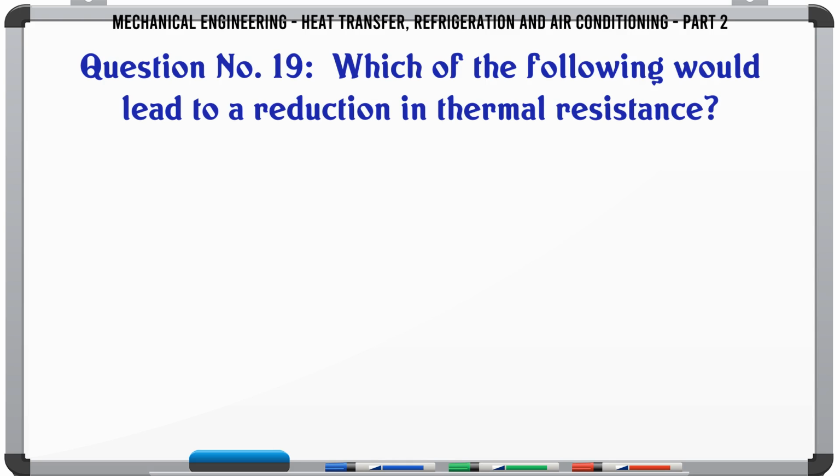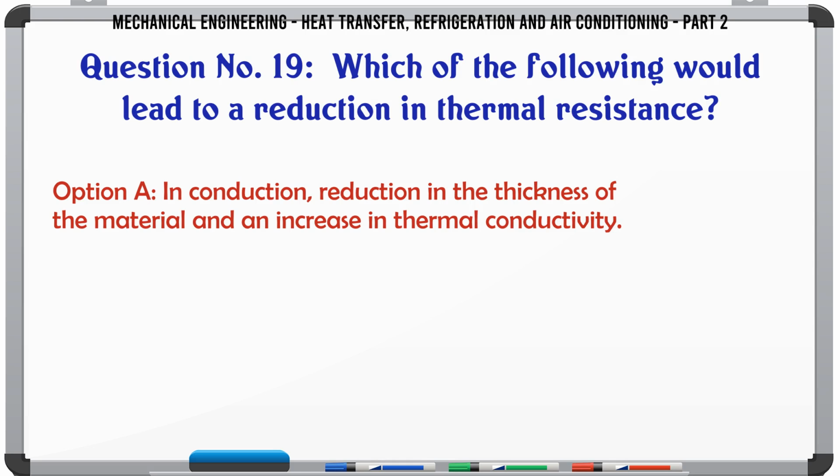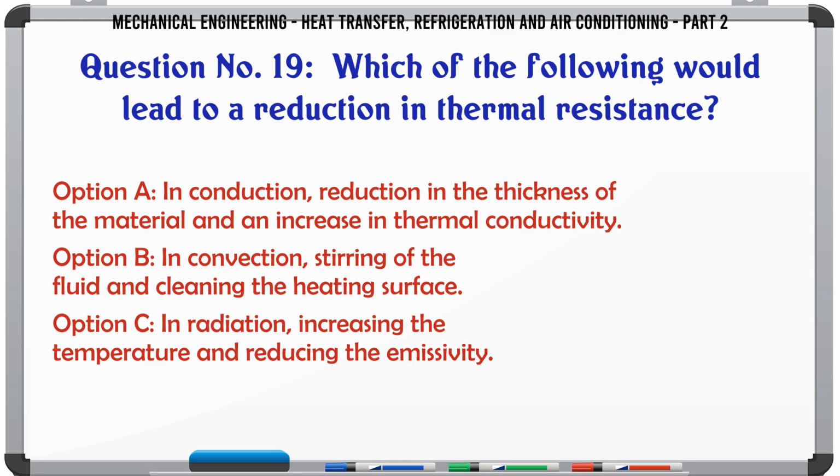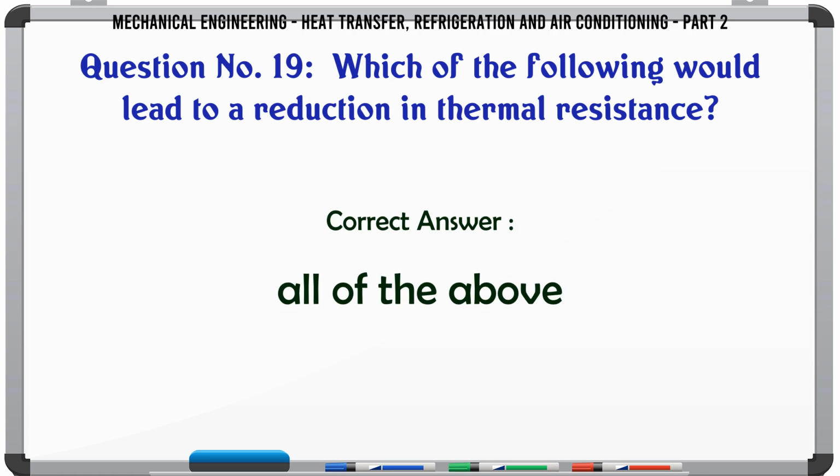Which of the following would lead to a reduction in thermal resistance? A. In conduction, reduction in the thickness of the material and an increase in thermal conductivity. B. In convection, stirring of the fluid and cleaning the heating surface. C. In radiation, increasing the temperature and reducing the emissivity. D. All of the above. The correct answer is all of the above.